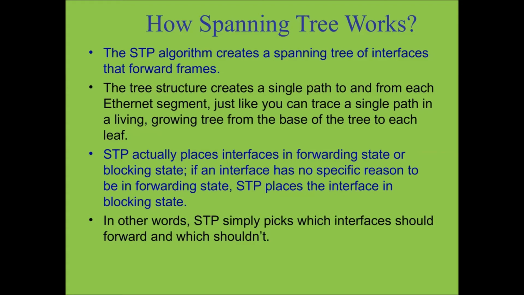And the last point, in other words, STP simply picks which interfaces should forward and which should not. So in one sentence we can say that those interfaces which are important to receive and forward data will be in forwarding state, and all those interfaces which are not being used to forward or receive data will be in blocking state. Spanning tree protocol is used for this purpose.